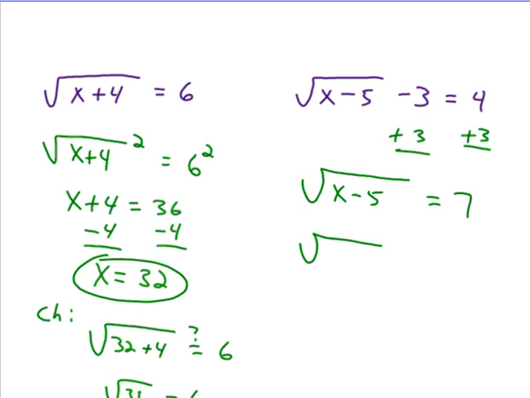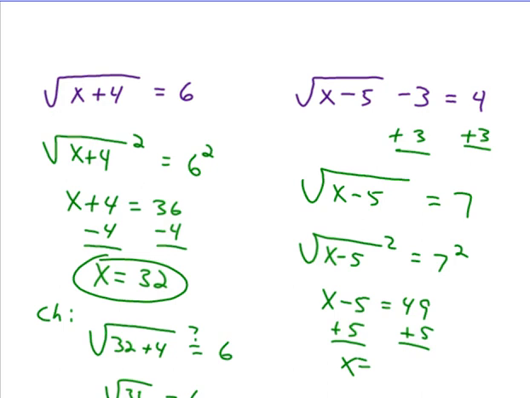Now I'm ready to square both sides. And I get what? x, no, I'm getting plus 5, equals 49. Remember, when you square a radical, you always get the radicand. So we get x equals what? 54. Let's check it.